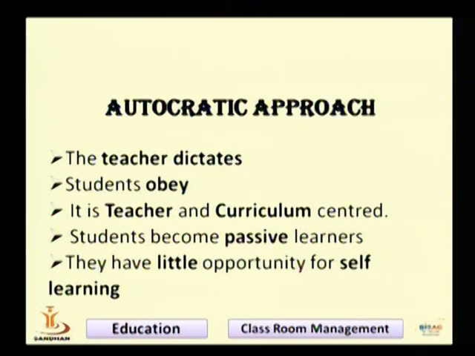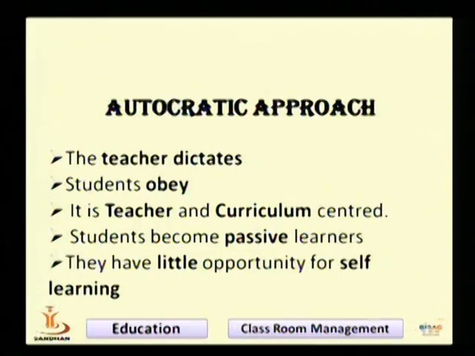So this approach makes learners passive. And as we just discussed, if they are passive, they have little opportunity for self-learning, because the teacher is there, and whatever the teacher speaks, we have to listen to, write down, and prepare. Then it becomes prescriptive teaching. What we have to do is: do this, this, this. This is the meaning, this is the definition, these are the points. You just remember, because your teacher has taught it.